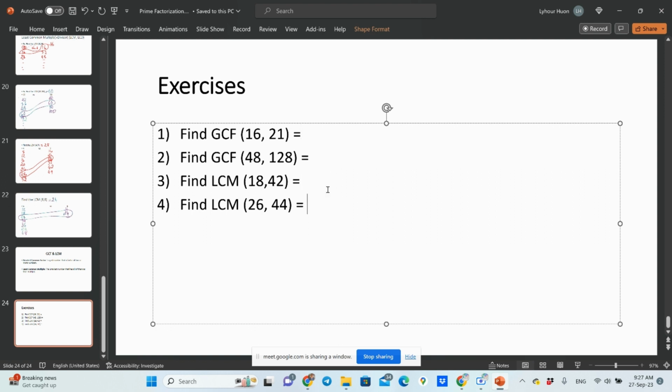Does 16 and 21 have a GCF? They do. Any numbers should have a GCF and an LCM. Even 1 is considered a GCF. If we start from 1, then 2, 3, 4, 5, and the largest common factor is 1, if we don't have a larger number than 1, then the GCF is 1.